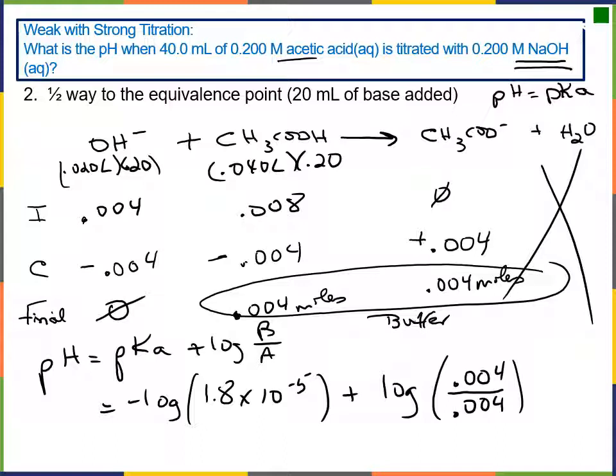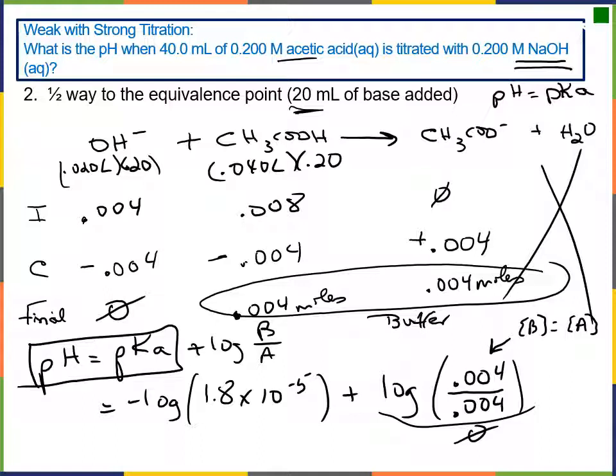So what is the point here? Halfway, this is going to be equimolar. Our concentration of our base will equal the concentration of the acid. If that is the case, this term is 0, and our pH is going to equal pKa. And so our pH of the solution is 4.74. This is going to work for any time we are adding a strong to a weak. At the halfway point, pH is equal to pKa.